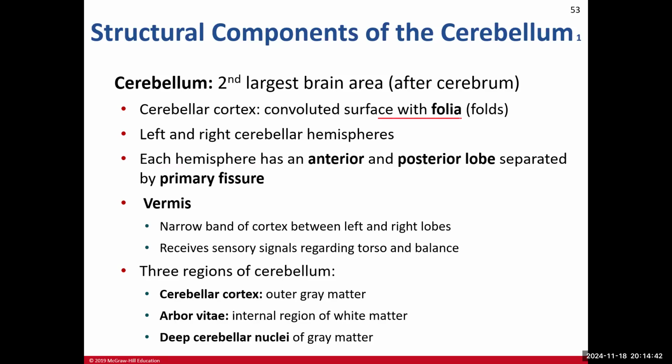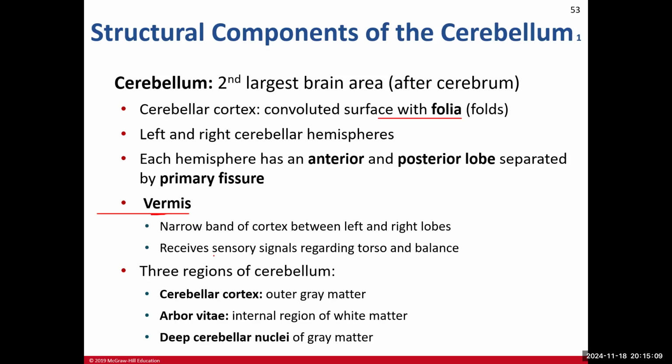So much like the cerebrum, the cerebellum has two hemispheres. Remember, the cerebrum had the right cerebral hemisphere and the left cerebral hemisphere. Well, the cerebellum, same thing. It's got a right cerebellar hemisphere and a left cerebellar hemisphere. And they're connected to each other through this structure here called the vermis. That's right in between those two hemispheres there.